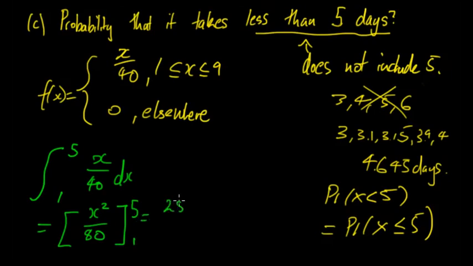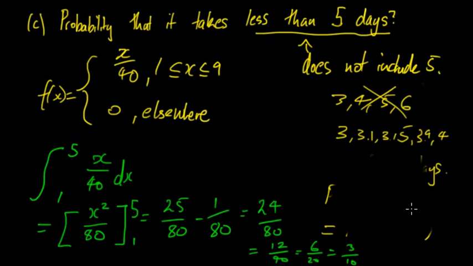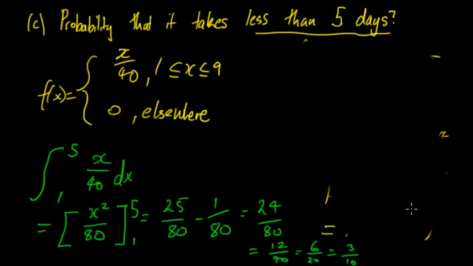So that is equal to 25 on 80 minus 1 on 80. So it equals 24 on 80, which simplifies down to 12 on 40, which is 6 on 20, which is 3 on 10. So then we'll just get rid of this so we can have some room. And then we have to write a worded answer. You can't just write that. Because it's a worded question, it's always good to write a worded answer.